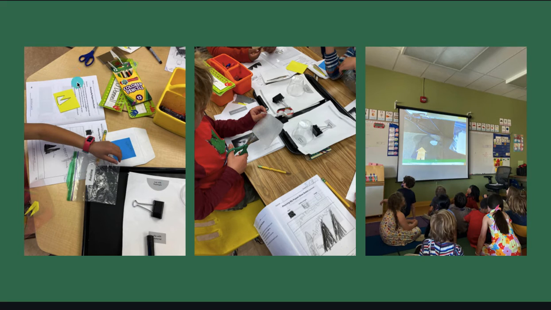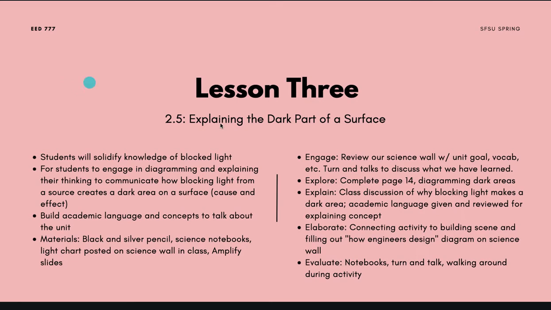All right, so for my third and final lesson, I did 2.5, which was explaining the dark part of a surface. This lesson was for the students to really understand the blocked light concept. To do this, the students engaged in diagramming and explaining their thinking to communicate how blocking light from a source creates a dark area on a surface. It was really heavy on cause and effect.